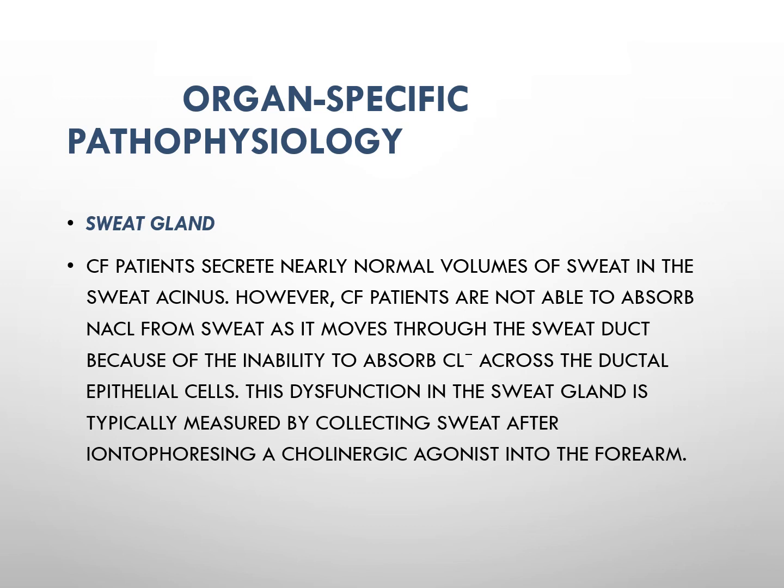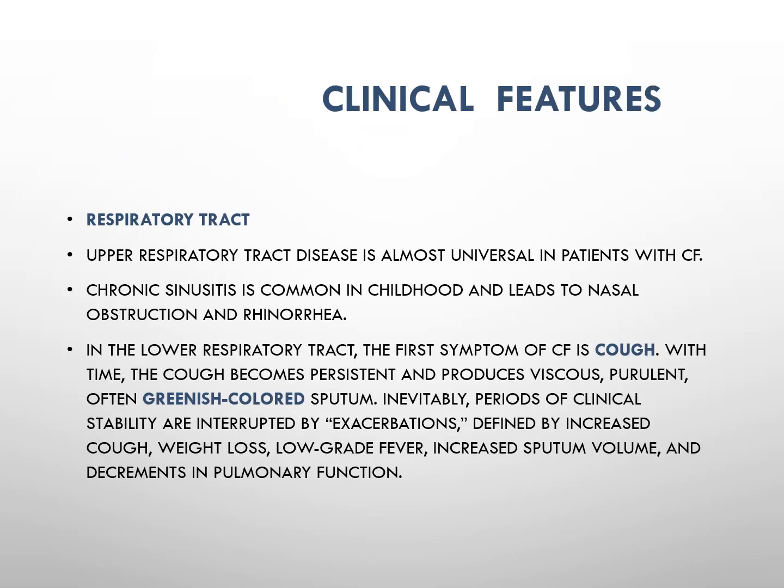Sweat gland. CF patients secrete nearly normal volume of sweat in the sweat acinus. However, CF patients are not able to absorb NaCl from sweat as it moves through the sweat duct because of the inability to absorb chloride across the ductal epithelial cells. This dysfunction in the sweat gland is typically measured by collecting sweat after introducing pilocarpine, a cholinergic agonist, into the forearm.